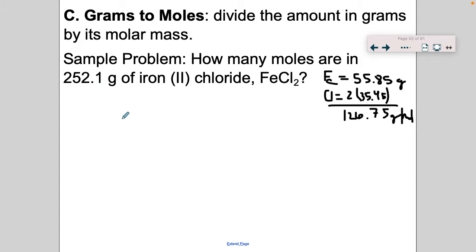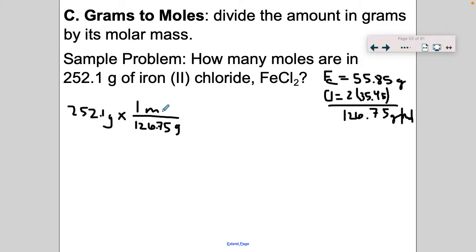Now we can go to the problem here. Start with what you're given, 252.1 grams. Set up my conversion factor. What's going to go to the bottom? The 126.75 grams, and 1 mole on top. So then we just divide.